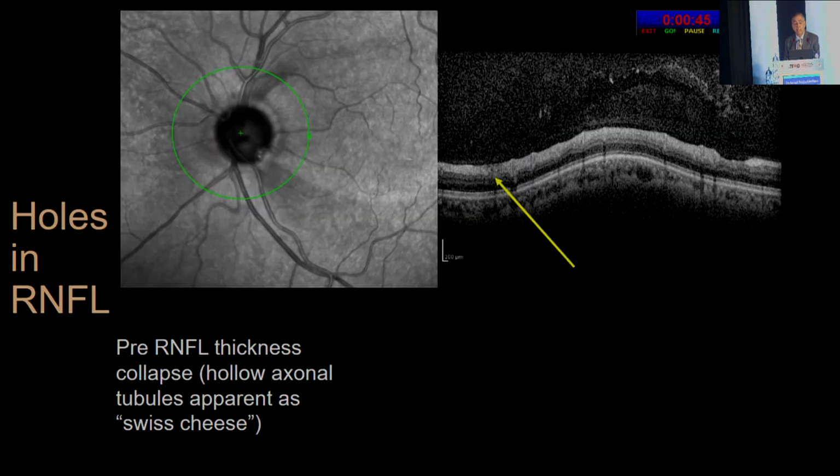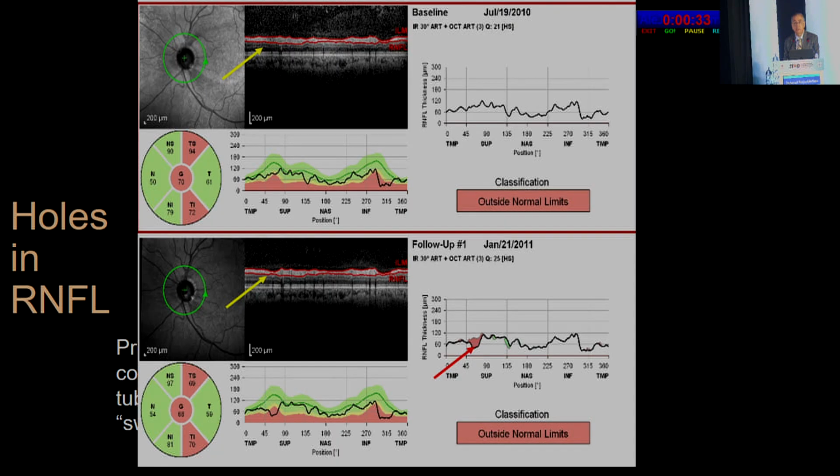And then catching OCT before thickness change. You can see that area, pointed out by the yellow, where the nerve fiber layer is already hollow. Next visit, there is loss of thickness. So, in such a case, visual field may be affected already. And then you'll say, oh, but the OCT was normal, but actually it wasn't.